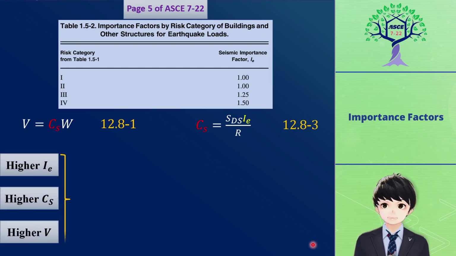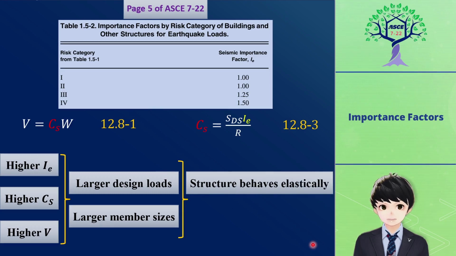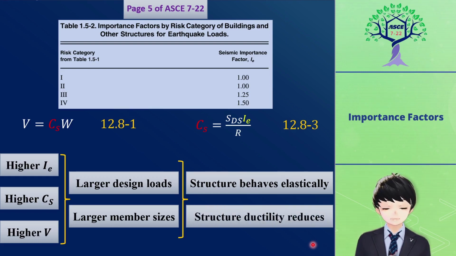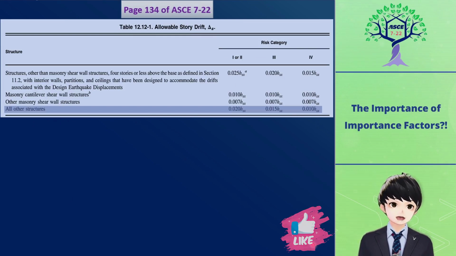base shear. This means that larger loads are on our structure, which means we need larger members to provide enough resistance forces. Hence, these structural members would remain in the elastic deformation zone and won't experience plastic deformations during an earthquake. And finally, the most significant result occurs for these buildings: lower ductility, which leads to lower drifts and damages in such structures. Let me show you how these conclusions are correct with an example.